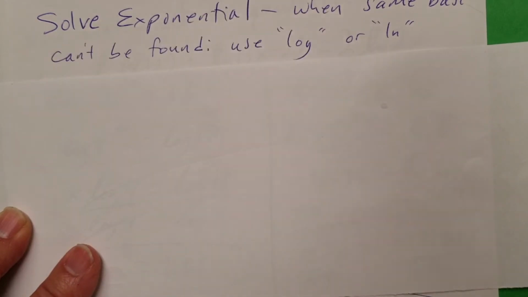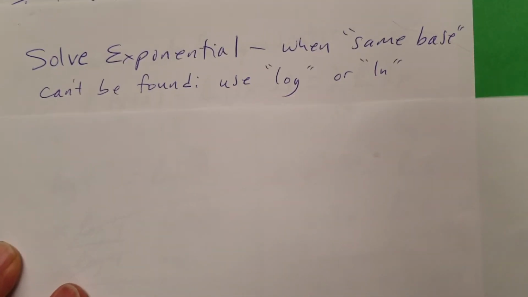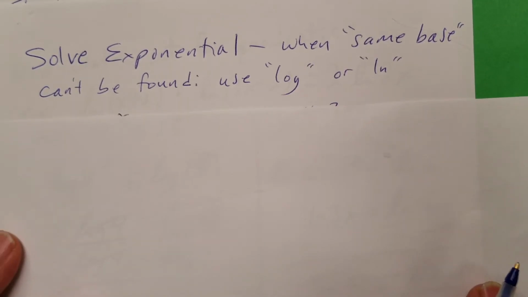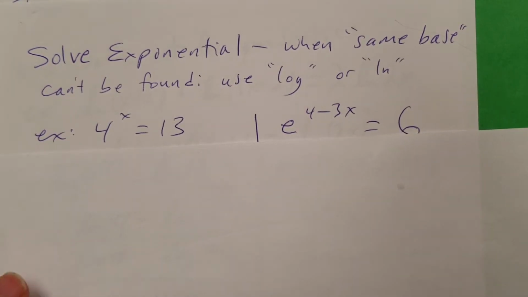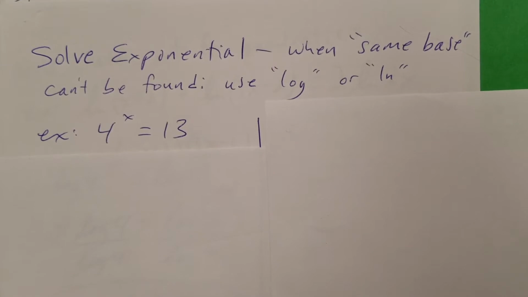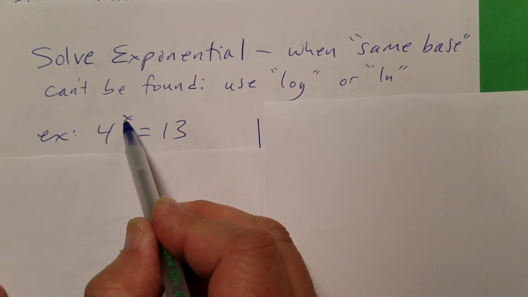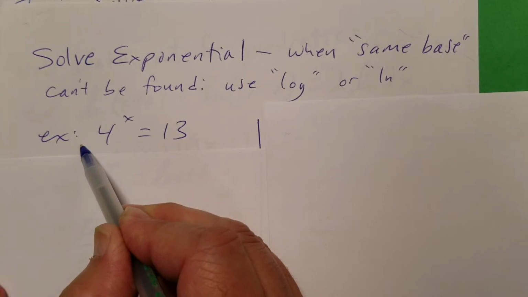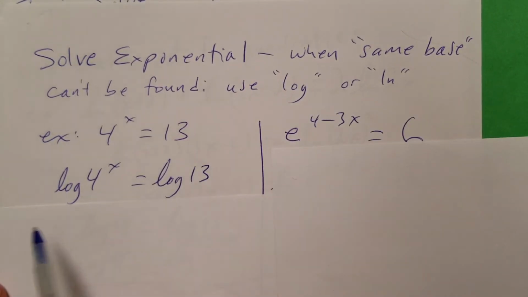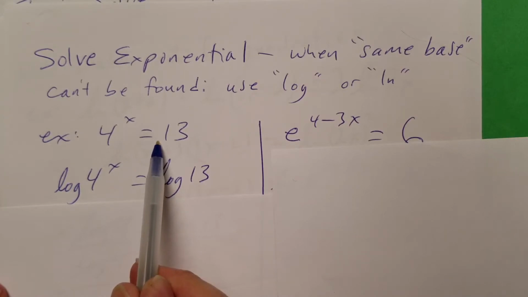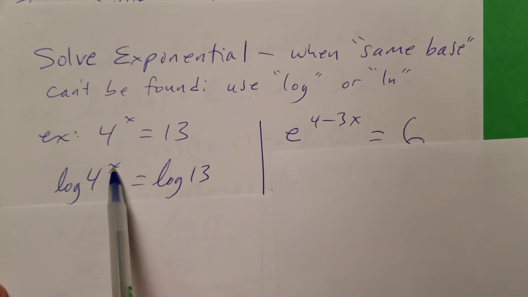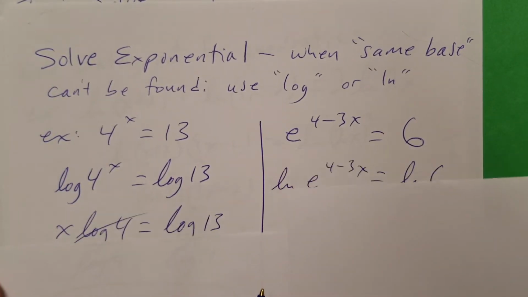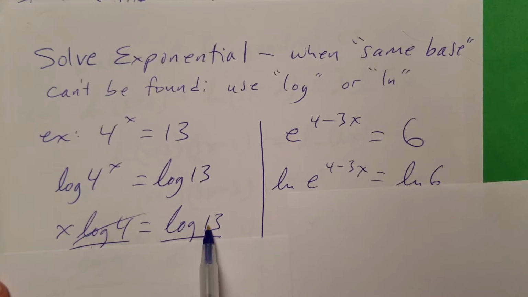Well, we have a solution for that too. You're going to use log or ln, either one. If you remember a property from the other section, one of the properties allowed us to bring the power down to the front. So if I take log of both sides, just put log here and log here, nothing cancels. You're right, nothing cancels. But now I can use a property to bring the x down to here, and now I have x log 4 equals log 13.